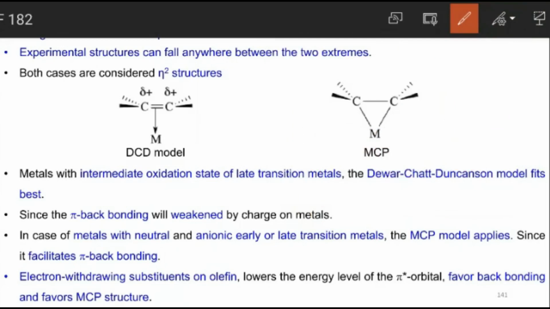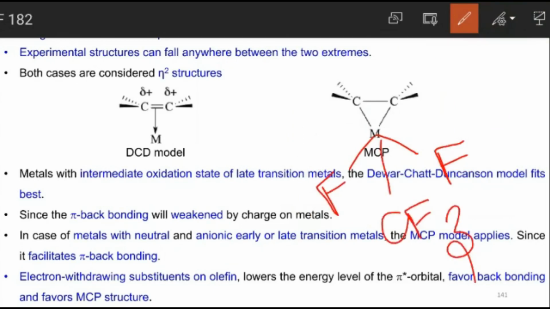My question is: if your metal is now attached with a strong fluorine ligand like CF3, so you have a fluorine atom, two fluorine atoms attached to the metal, and a trifluoromethyl group attached. Now what will happen? Where will the pi back bonding go? Where will the pi back bonding be? What model will the olefin adopt, DCD or MCP? In general, when the metal is attached with a strong electron withdrawing group, what will happen to the structure of the metal olefin complex? Will they adopt the MCP model or the DCD model?